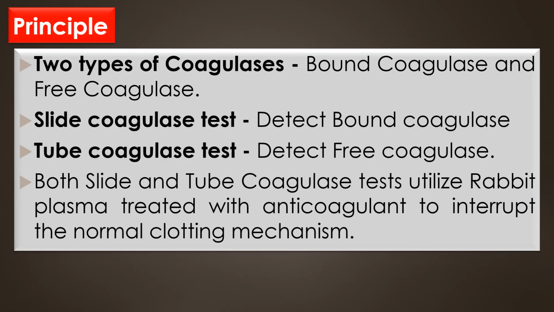Staphylococcus aureus produces two types of coagulase. The first one is bound coagulase and the second one is free coagulase. Slide coagulase test is done to detect bound coagulase, whereas the tube coagulase test is done to detect free coagulase. Both slide and tube coagulase tests utilize rabbit plasma treated with anticoagulant to interpret the normal clotting mechanism.